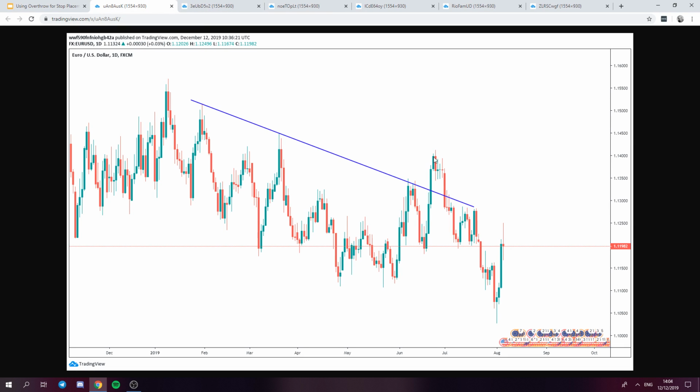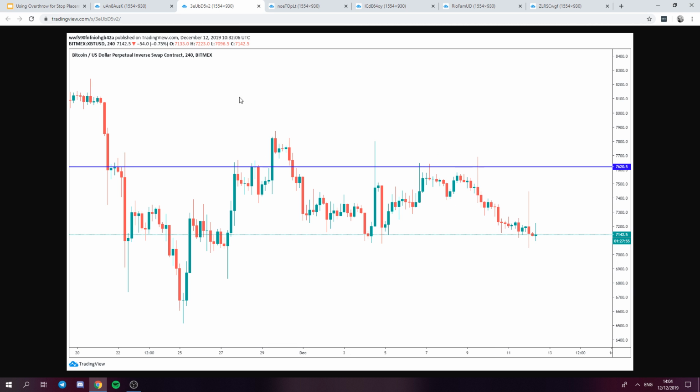So in this case, breakout to the upside and then breakout back down. Who ate shit on this candle? Well, it's the guys who bought. If buyers are eating shit, we like to be sellers.